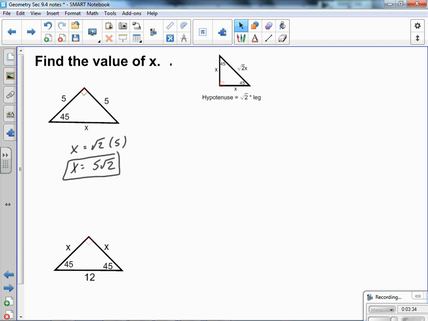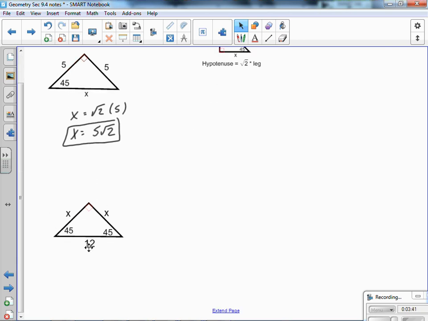So then the next example is a more difficult version, because in this case they gave us the hypotenuse and we're solving for the legs, which they're both listed as x because they're going to be the same. And the one thing that I know is the hypotenuse, which is 12, is supposed to be equal to the square root of 2 times the leg, square root of 2 times x. And so to get the x by itself, we divide by the square root of 2, and we get 12 over the square root of 2.